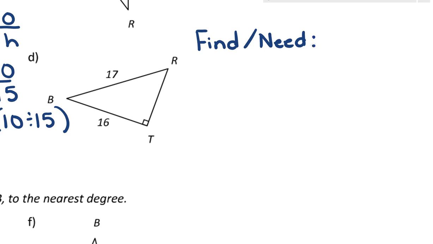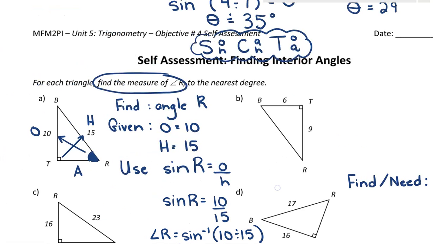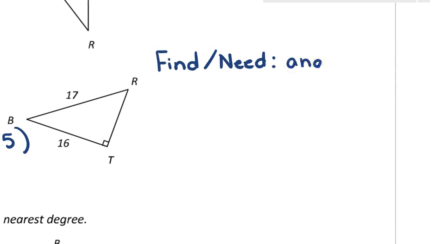If I look at this, it doesn't really tell me. How do you know? It tells us at the top? Yeah, that's it. So we're finding angle R. That needs to be written down. And it tells you at the top. So if you're wondering why it's angle R, it's because it's written there.